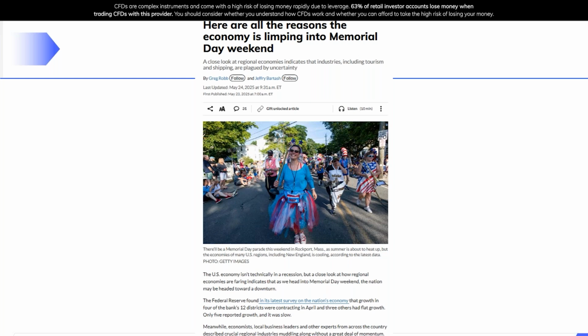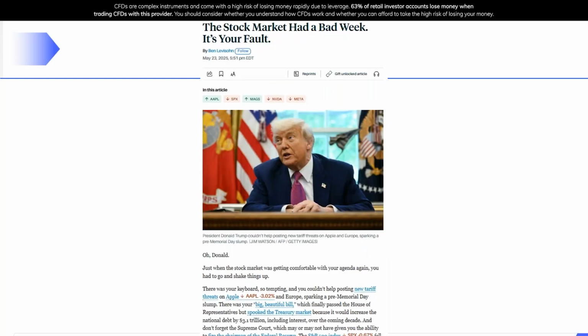So here, I think the key paragraph is: meanwhile, economists, local business leaders, and other experts from across the country describe crucial regional industries moving along without a great deal of momentum. They say they're suffering from a lack of clarity surrounding policies coming from Washington, right? And the parade and so on. So, I mean, we all know it, and I think we have more uncertainties coming out. The stock market had a bad week. It's your fault. Very bold statements here. It's from Barron's.